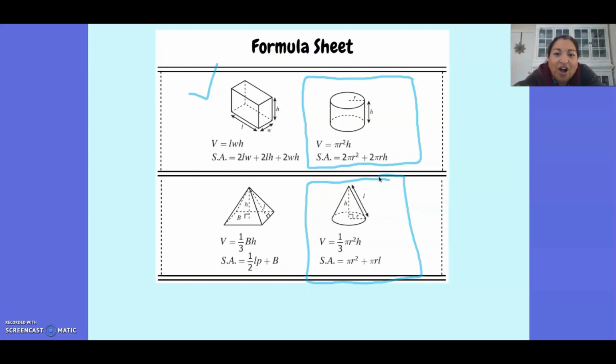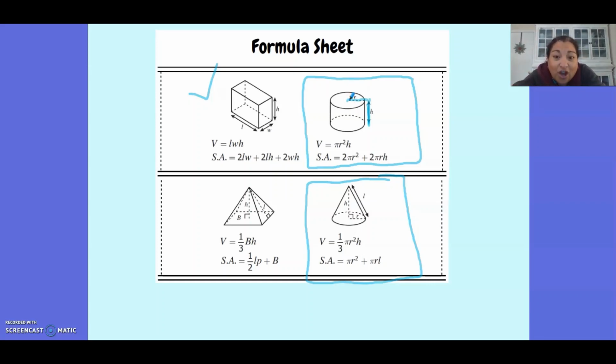When we look at volume, it's what fits on the inside. The formula is pi r squared h. And you can see here your h is your height. It's what connects the two circles, okay? And your radius is halfway from the edge of the circle right to that middle point, all right?